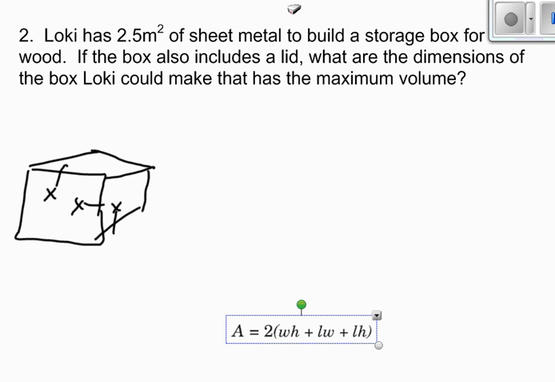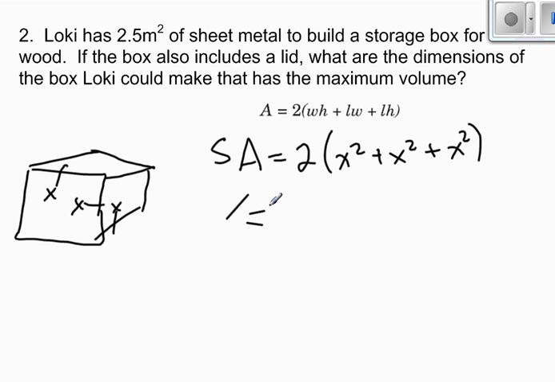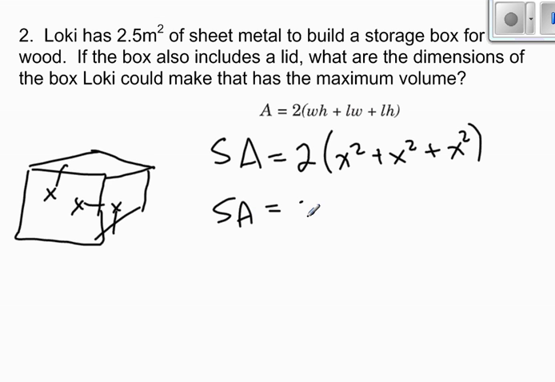So this is for a rectangular prism, but we have a special rectangular prism called a cube. Instead of width and height, we have x times x. Instead of length times width, we have x times x. And instead of length times height, we have x times x. So in fact, the surface area of a cube is 2 times 3x squared, or 6x squared.